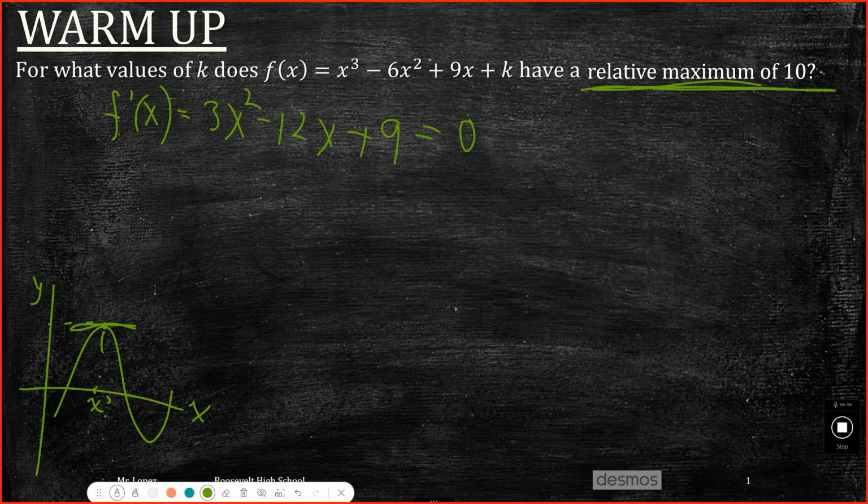So what do we do here? Divide everything by 3 here, and then we get what? So we can factor it out. x squared minus 4x plus 3. So it would be x minus 3, x minus 1. Yeah.